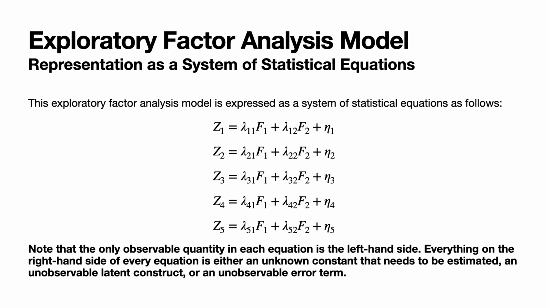Note that the only observable quantity in each equation is the left-hand side, the manifest variables Z1 through Z5. Everything on the right-hand side of every equation is either an unknown constant that needs to be estimated, an unobservable latent construct, or an unobservable error term.